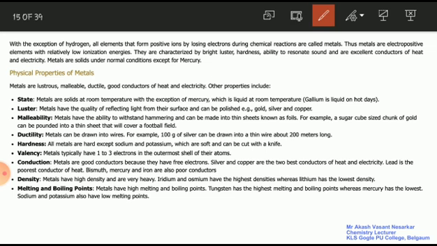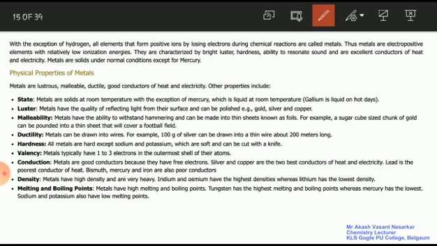Now let us see the physical properties of metals. Metals are lustrous, malleable, ductile, good conductors of heat and electricity, as we know. But the other important property is state. Metals are solid at room temperature. The exception is only mercury, which is liquid at room temperature. Another element, gallium, will also turn into liquid, but on hot days.